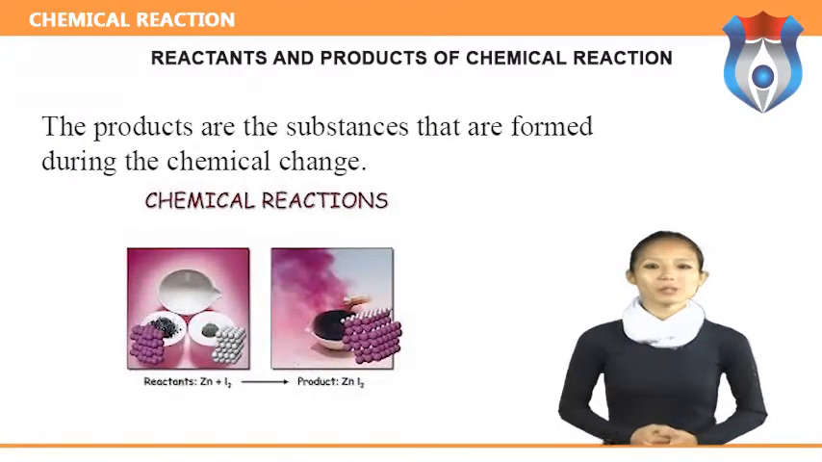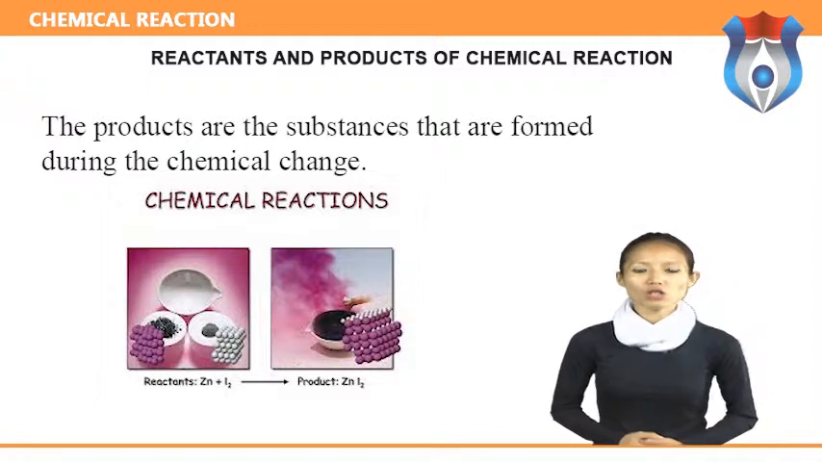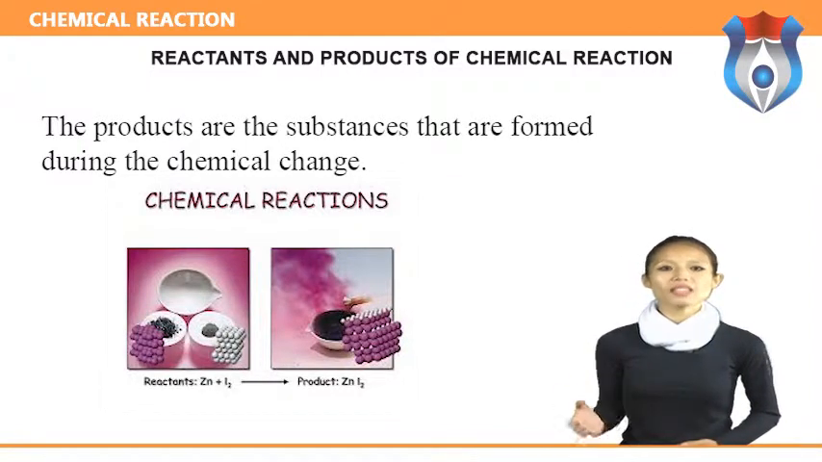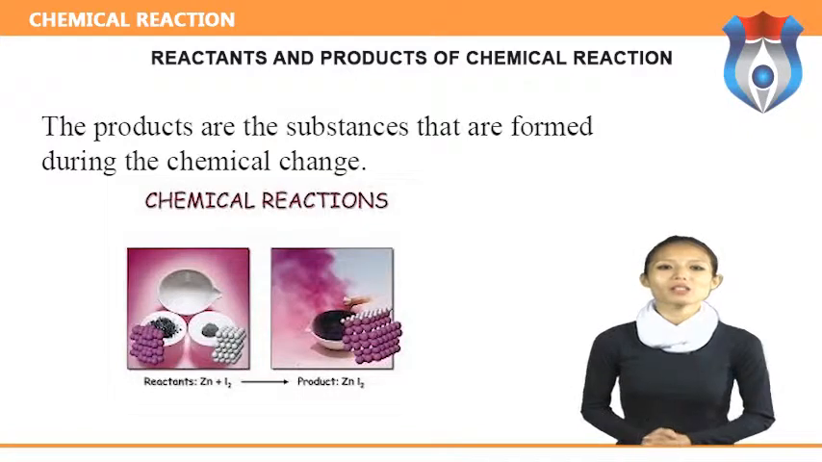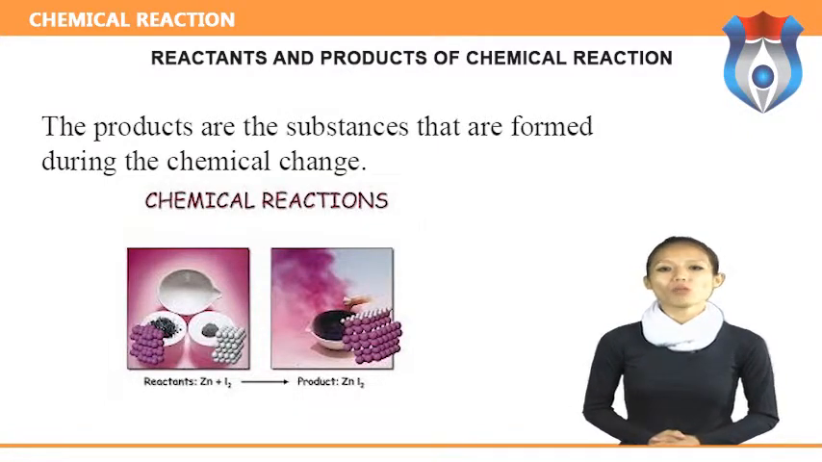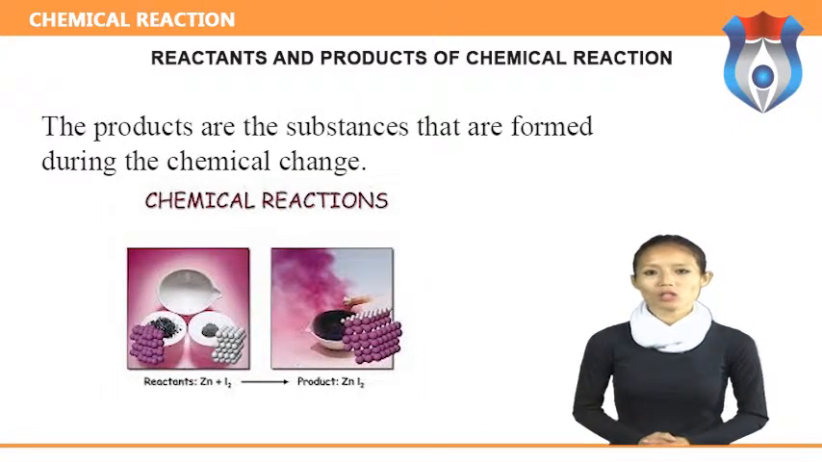The products are the substances that are formed during the chemical change. They are the things that are present at the end. By convention, the chemical symbols for the products are written on the right-hand side of the chemical reaction equation.